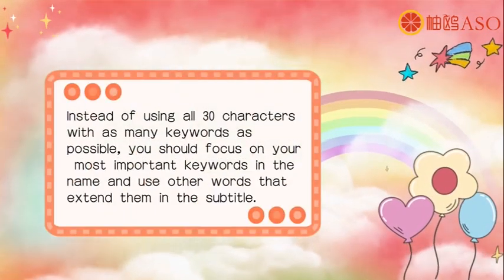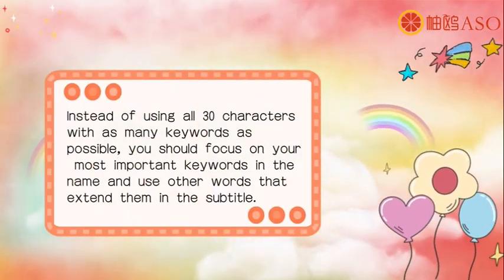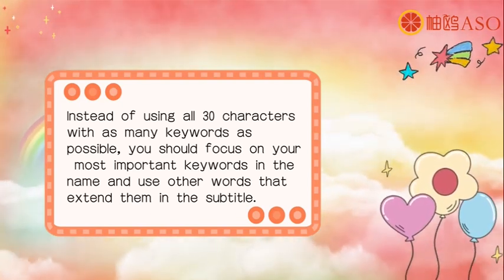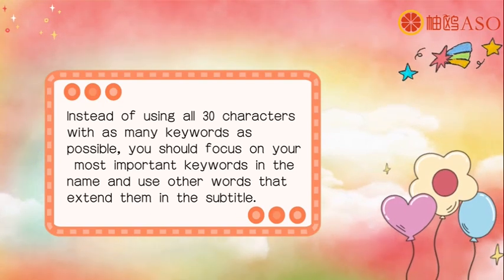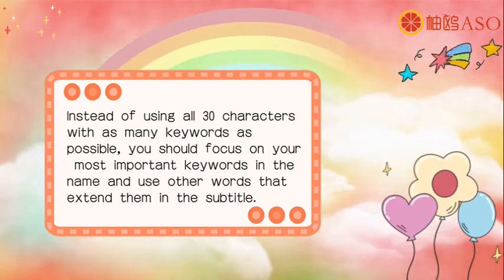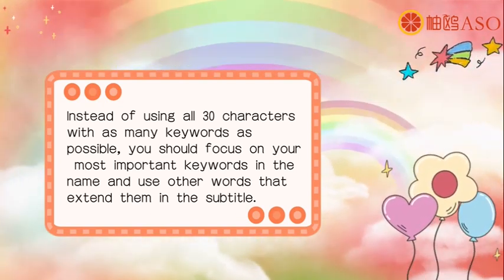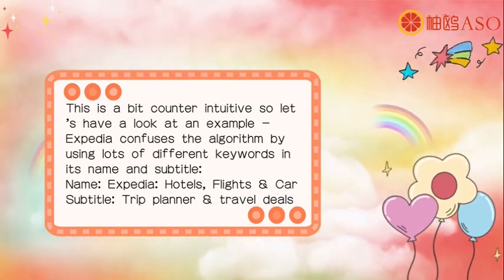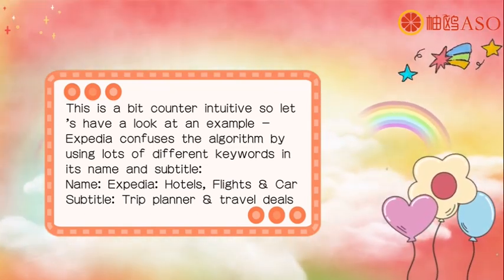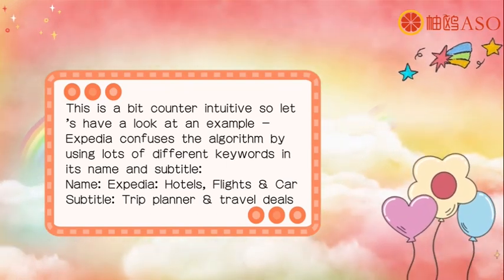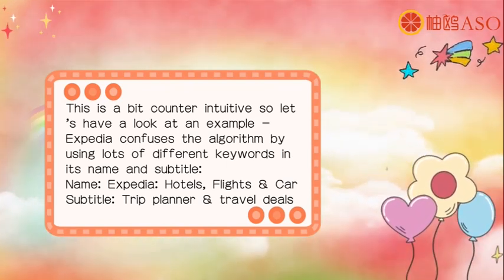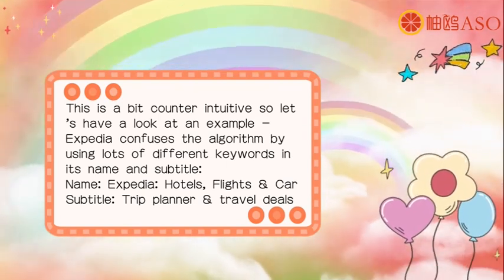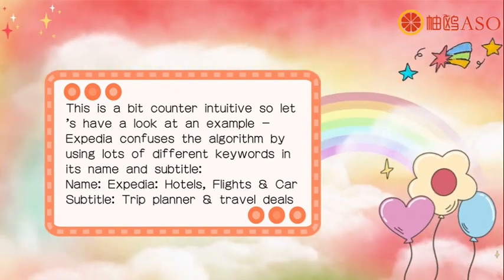Instead of using all 30 characters with as many keywords as possible, you should focus on your most important keywords in the name and use other words that extend them in the subtitle. This is a bit counterintuitive, so let's have a look at an example. Expedia confuses the algorithm by using lots of different keywords in its name and subtitle. Name: Expedia, hotels, flights, car.